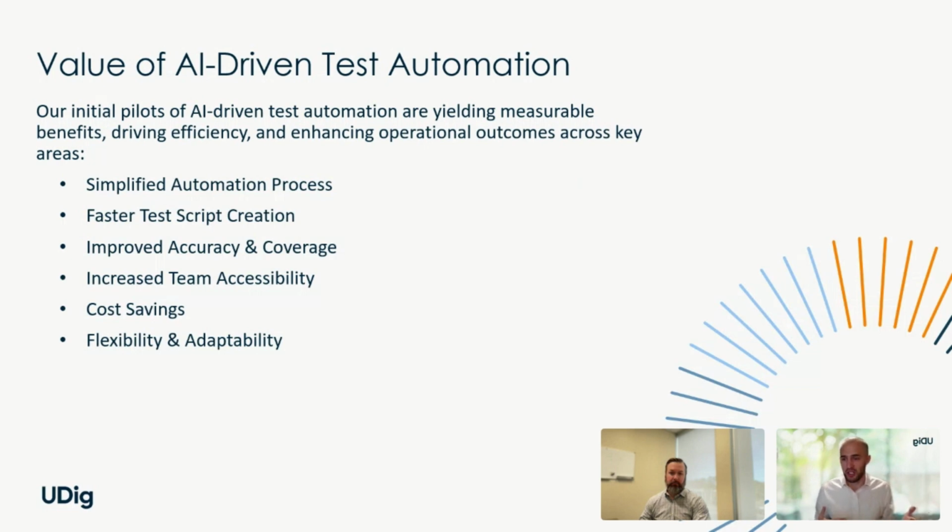Faster test script creation. When we run the automations, you'll see here in a minute, it'll run about the same time as a human can create one test script. So that's probably a 1-to-1, but the benefit of this tool is you can run multiple test scripts in parallel.